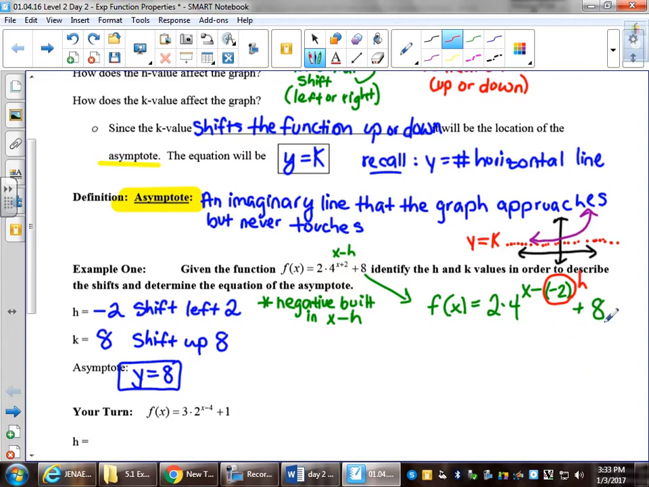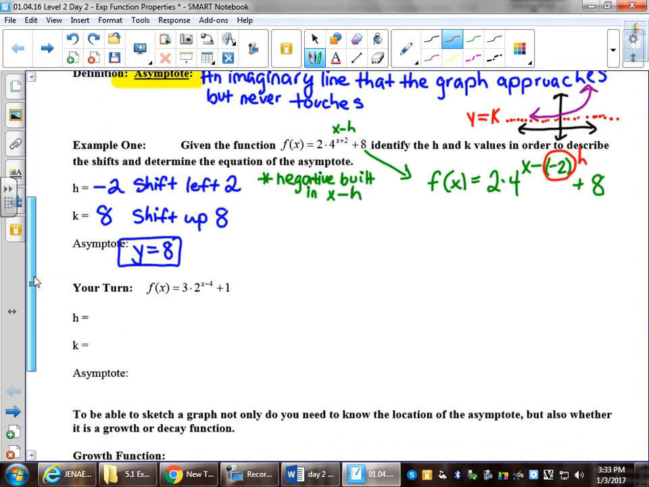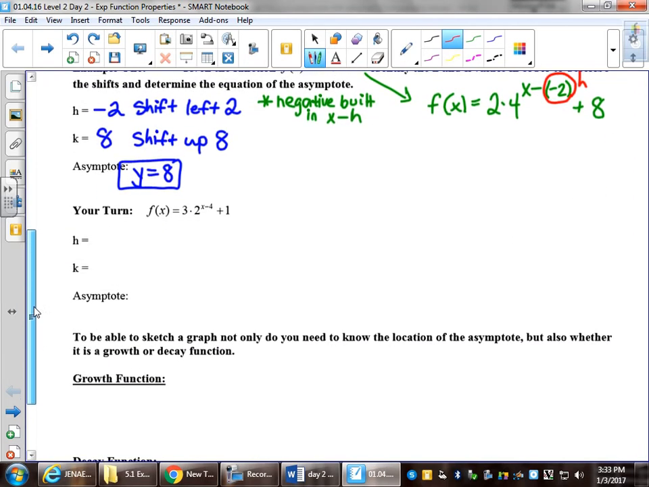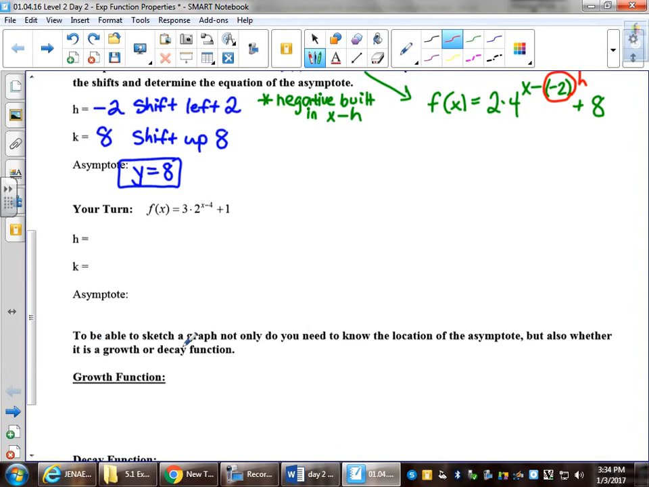And then k plus 8, that's pretty straightforward. So on your own, notice it says your turn. Go ahead and try this next one all by yourself. Try the your turn, and then we'll see what we've got. We'll compare our answers.